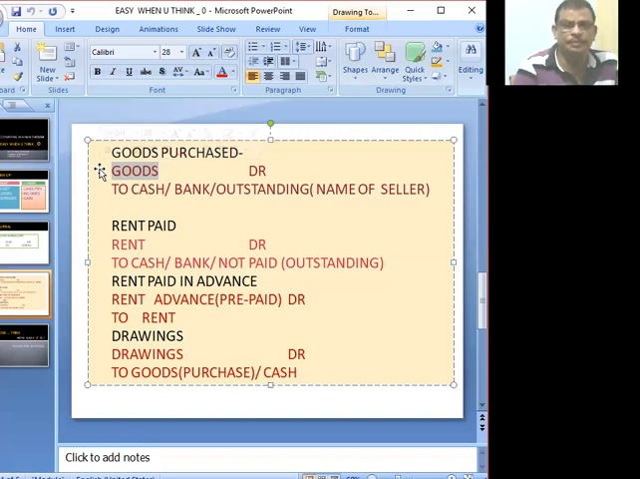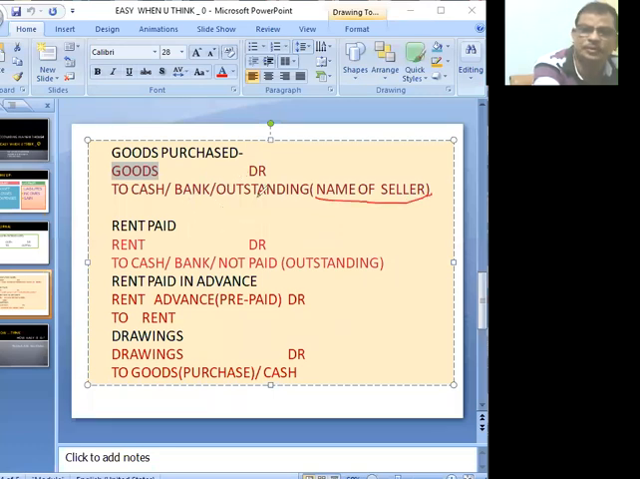So whatever the payment will be, suppose it is in cash, then to cash. If it is in check, then to bank. Then if it is outstanding, then it will be outstanding. In that cell, we have to name the seller. So outstanding means it is not paid.